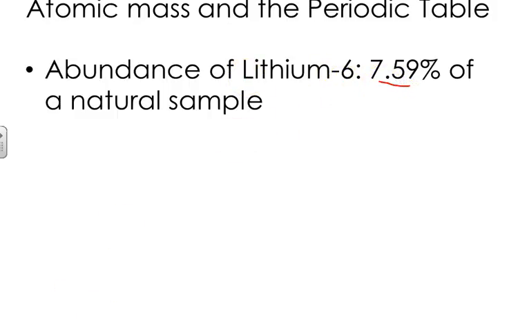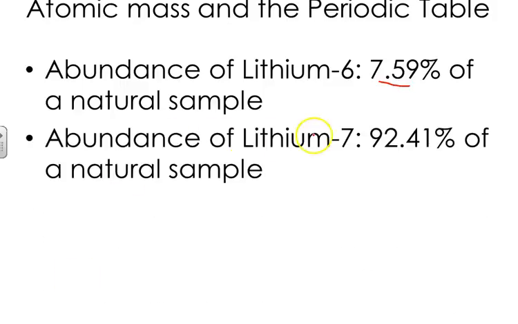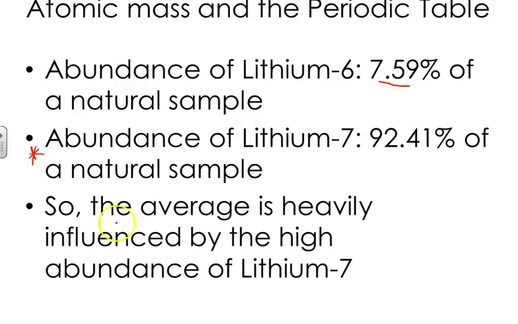So if we look at lithium, the abundance of lithium-6 is 7.59% of a natural sample. The abundance of lithium-7 is 92.41% of the natural sample. So obviously this is the one that's most abundant. So the average, which is 6.941, is heavily influenced by the high abundance of lithium-7. Our average is closer to lithium-7 because it's more abundant.